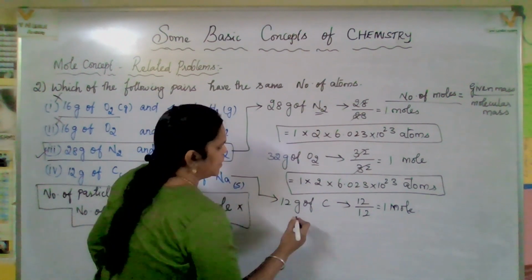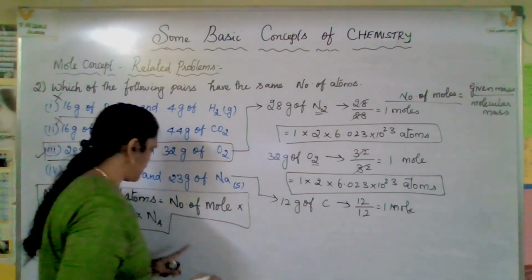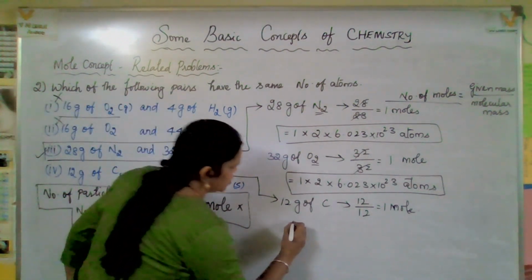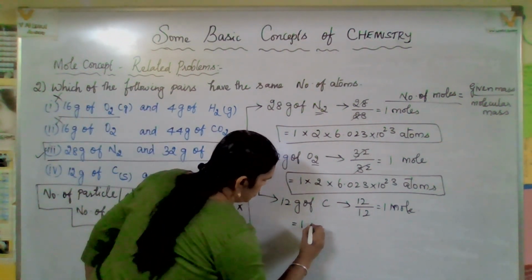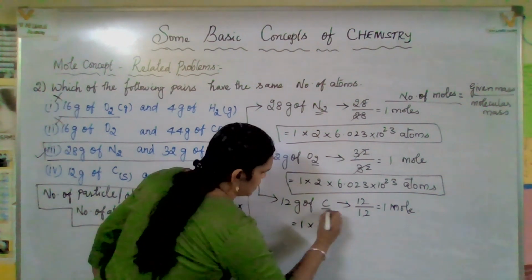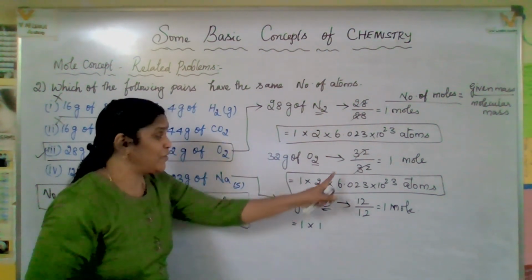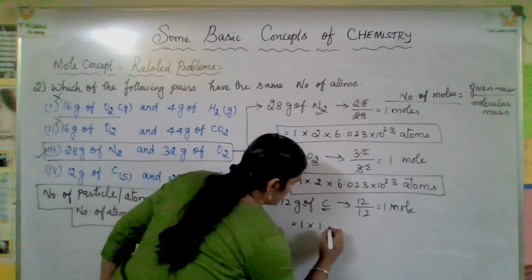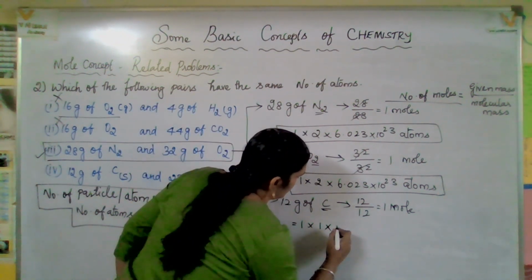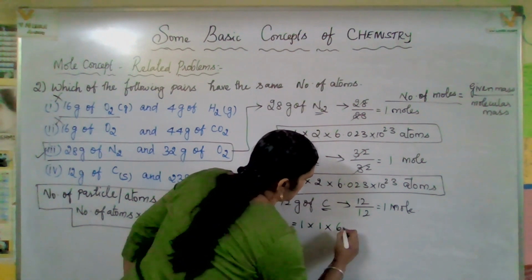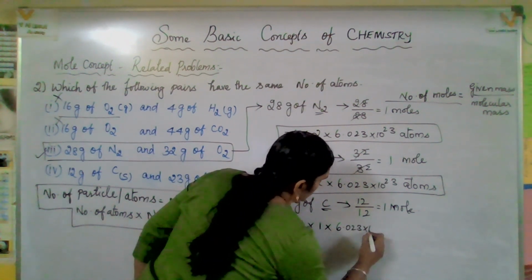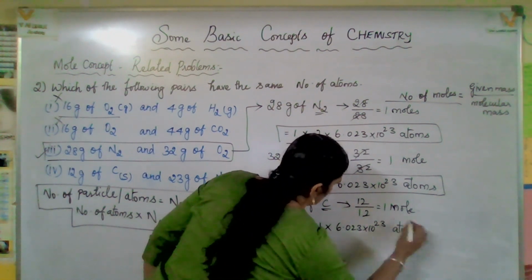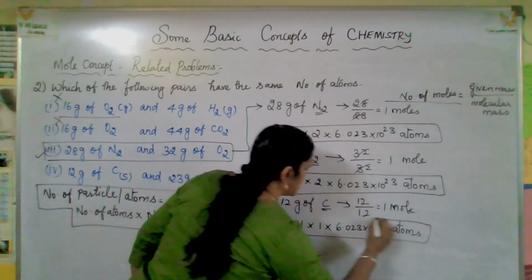Right. So number of atoms, how to identify? Number of atoms equals number of moles into number of atoms into Avogadro number. So here 1 mole into number of atoms also 1, because it is an atom, not a molecule. This is a molecule and this is a molecule, whereas here this is an atom. So here also 1 into atomic number, Avogadro number, 6.023 into 10 to the power of 23 atoms, right? This is the first one.